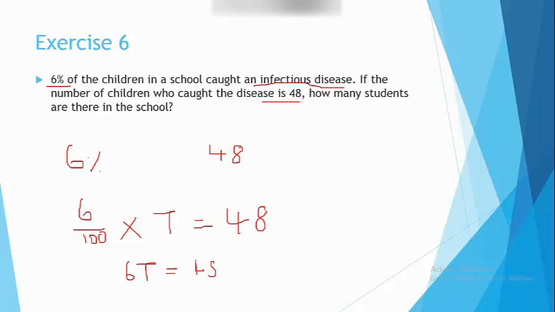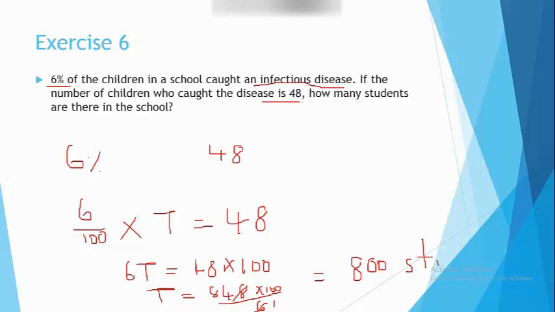So that would give you 48 times 100, and we have a 6 with the t. So to get rid of the 6, we divide both sides by 6. So t equals 48 times 100 divided by 6. So 6 goes into 48 8 times and 6 goes into 6 one time, which would give you 800 students. So the total number of students in this school is 800 students.